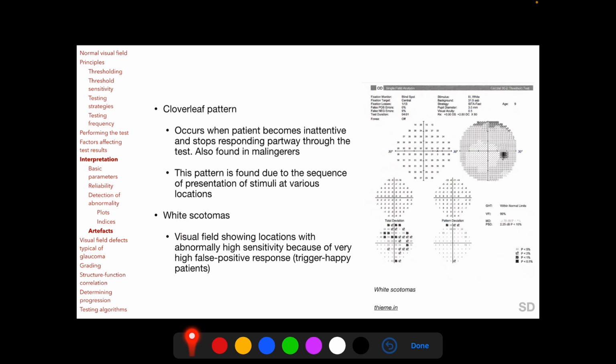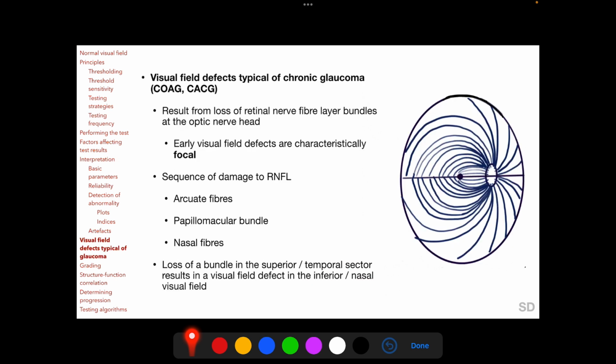White scotomas are artifacts, as shown here in this figure, in which there are locations with abnormally high sensitivity because of very high false positive responses from a trigger-happy patient who presses the clicker without seeing any stimuli. Visual field defects typical of chronic glaucoma can occur in both chronic open-angle glaucoma as well as chronic angle closure glaucoma, and this is important to remember.